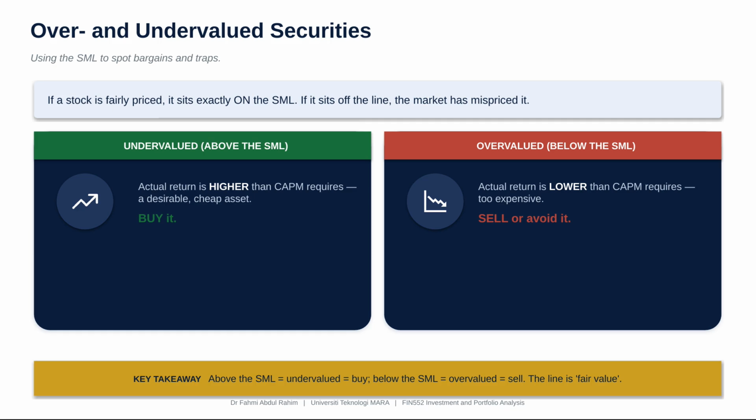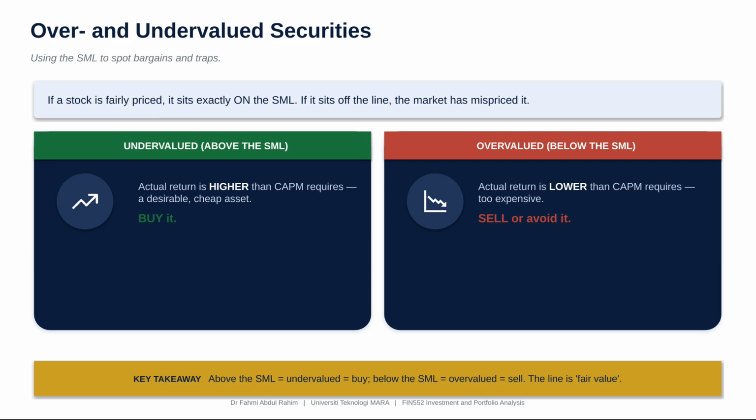There are two cases. On the left, undervalued, which means the stock sits above the SML. Here, the stock's actual return is higher than the CAPM required return. In other words, you are being paid more than is fair for the risk. That is a desirable, cheap asset, a bargain. So the rule is buy it. On the right, overvalued, which means the stock sits below the SML. Here, the actual return is lower than CAPM requires. You are being paid less than is fair for the risk. The stock is too expensive. So the rule is sell it or avoid it.